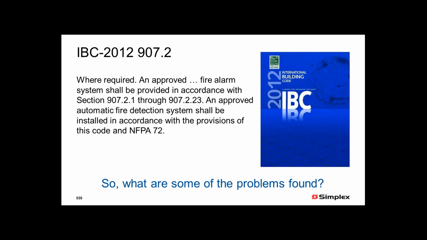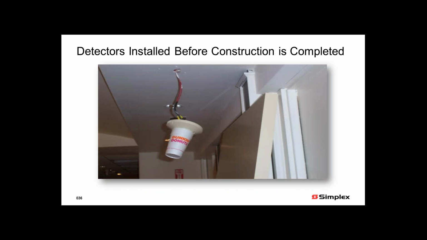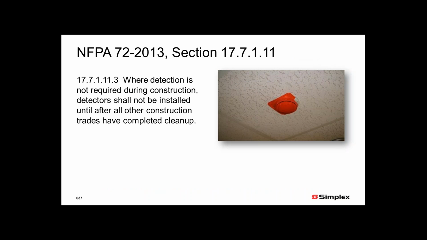So as we go through this, what are some of the problems that we find in our systems? Well, one is detectors are installed before construction is completed. And that's not always great, because the devices can become painted or contaminated with dust or dirt or what have you. And we say in NFPA 72, because this has been a problem for us over the years in the industry, that where detection is not required during construction, the detectors themselves shall not be installed until after all other construction trades have completed the cleanup.